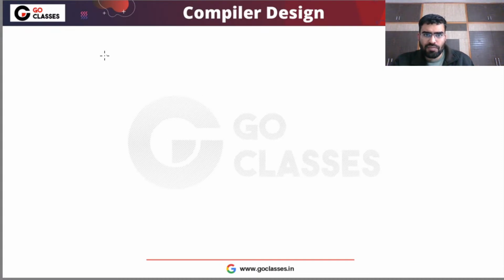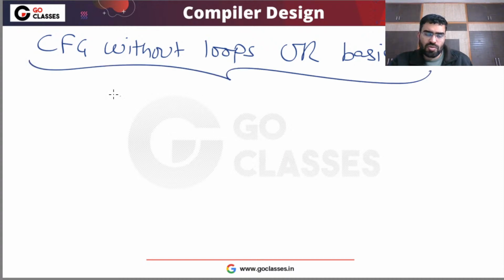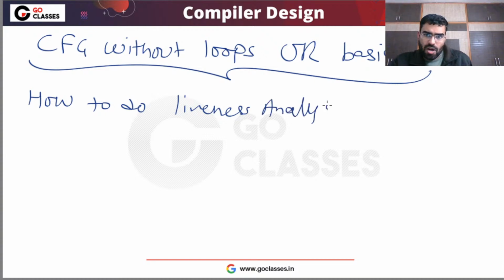If you have a control flow graph without loops, or you have a basic block, in these two situations, how do you do liveness analysis? Can anyone tell me how to do liveness analysis in this case, when you have a basic block or a control flow graph without loops?